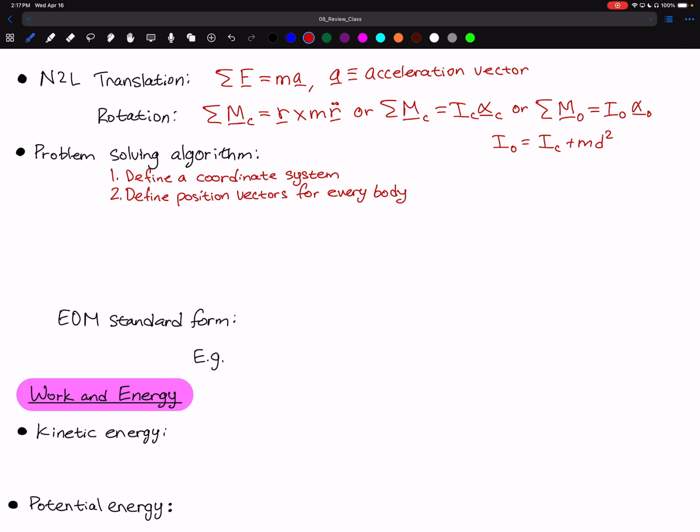And once we found our position vectors, we would go and compute acceleration vectors. We'd start with velocity vectors. We'll just say determine velocity and acceleration vectors. And these three steps comprise what is known as kinematics.